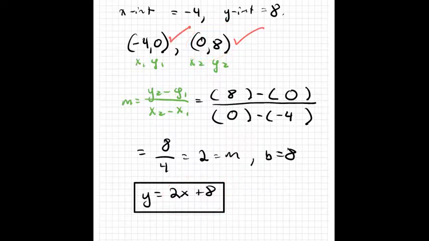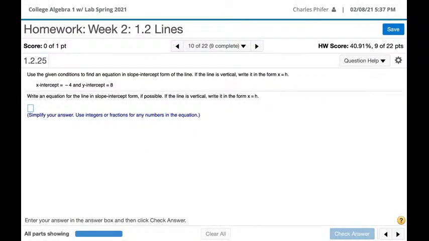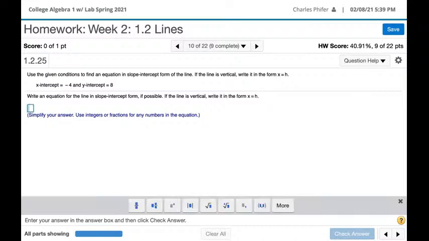Okay. So I'm going to hop back over to Pearson and check our work. 2x plus 8. 2x plus 8. Oh, nope. I didn't write an equation. Y equals.